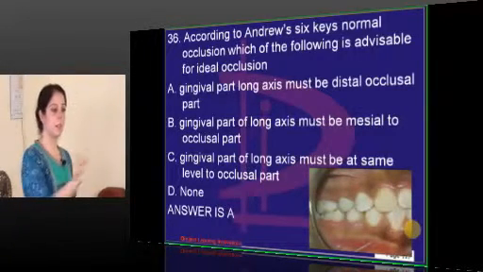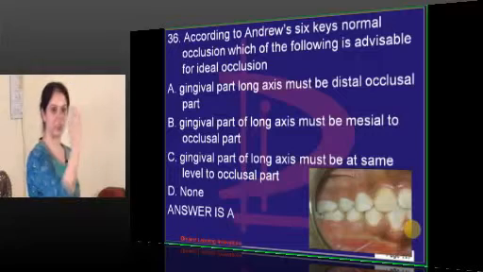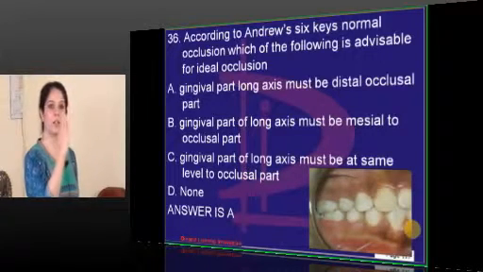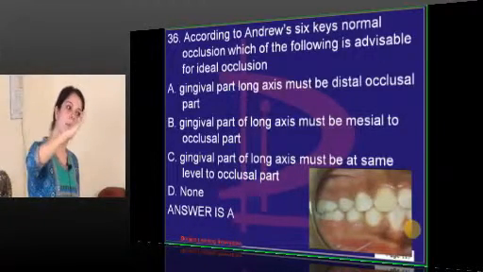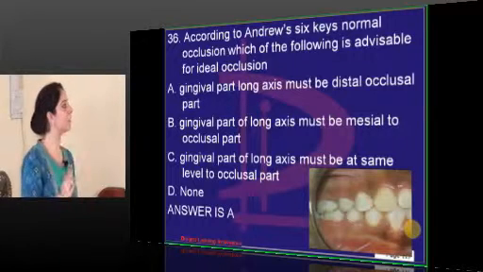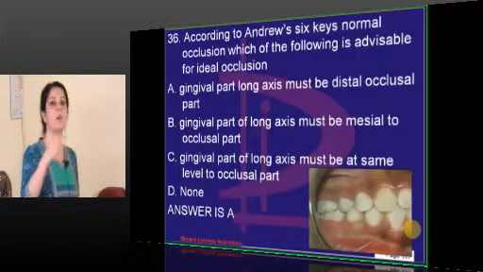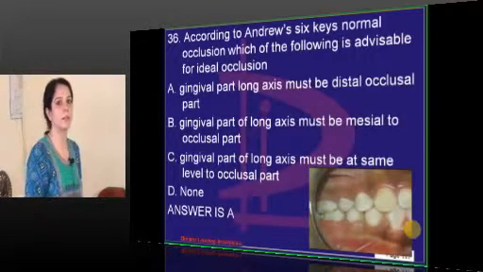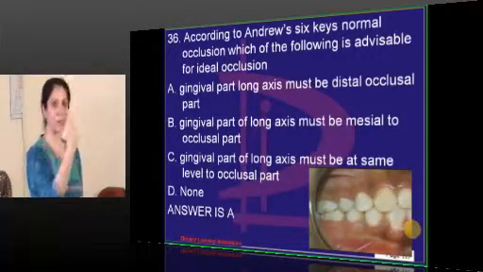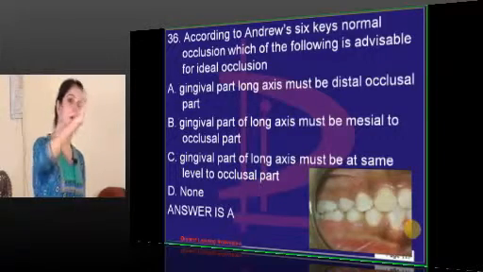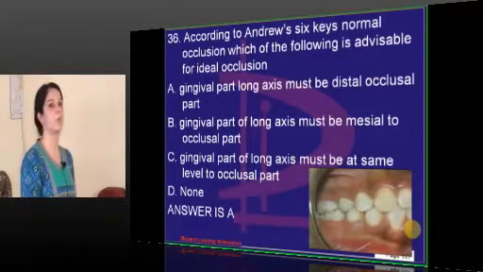That means that the tooth is not exactly straight in the jaw. It is slightly curved. There is a slight amount of inclination and angulation present in each and every tooth, and it varies according to the position of the tooth or the type of tooth. So you will not see a tooth standing absolutely straight like this. There is an amount of inclination that occurs in each and every tooth.